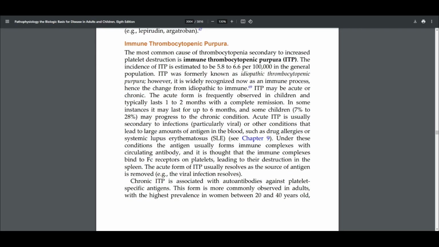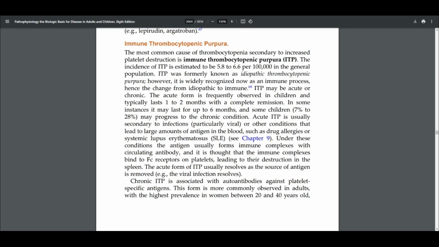Immune thrombocytopenic purpura: the most common cause of thrombocytopenia secondary to increased platelet destruction is immune thrombocytopenic purpura, or ITP. The incidence of ITP is estimated to be about 5.8 to 6.6 per 100,000 in general populations. ITP was formerly known as idiopathic thrombocytopenic purpura. However, it is widely recognized now as an immune process, hence the change from idiopathic to immune.